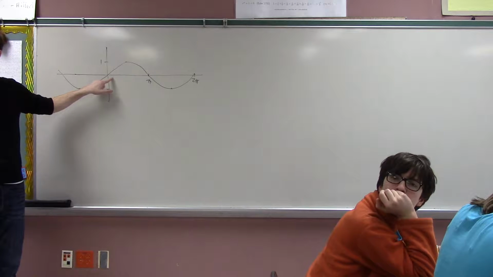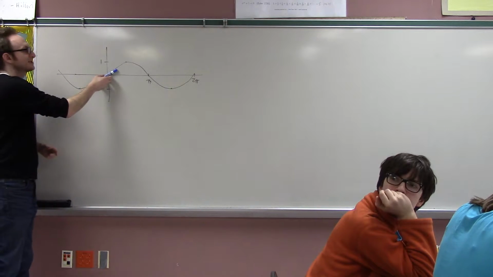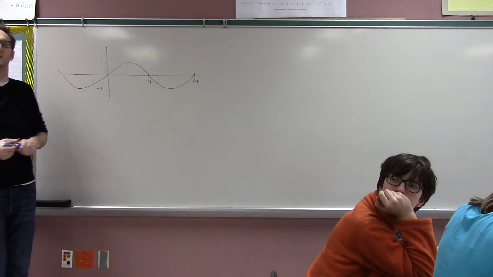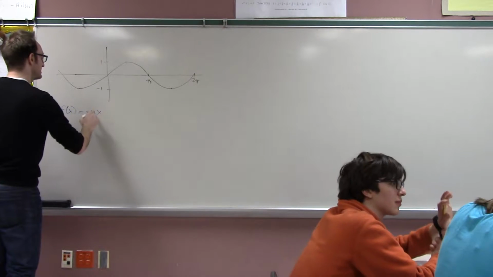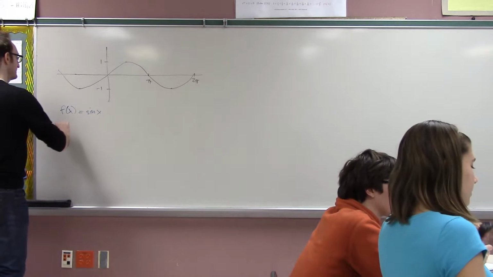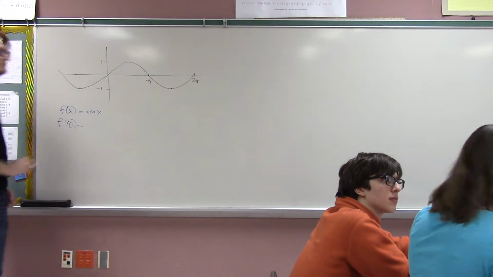So wait, why do you think the slope is 1? Looks like 1. It does look like 1. Can we check to see if that's true? Sure. Let f of x be sine x, and using the definition of the derivative, please tell me what f prime of 0 is.